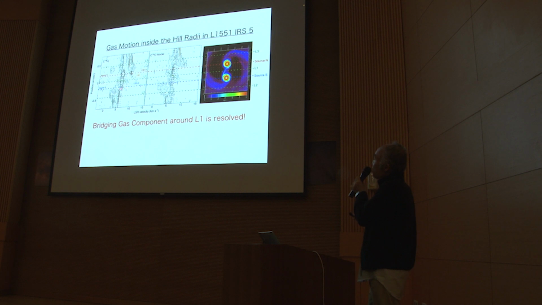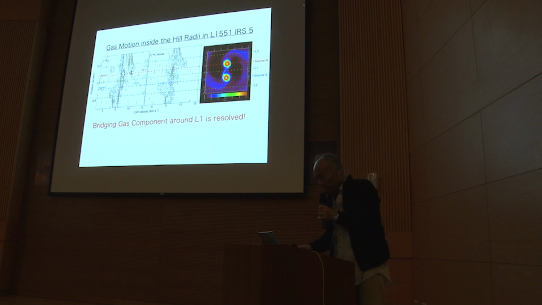But in between this part, around the L1 point, you see another gas component with some velocity gradient. So this component is also present in our model, with velocity gradient. Even though the amount of velocity gradient is slightly different, it is a similar gas component. And this gas component comes from this component. So I would say we found a splitting gas component around this L1. So the bridging gas component around L1 is resolved.